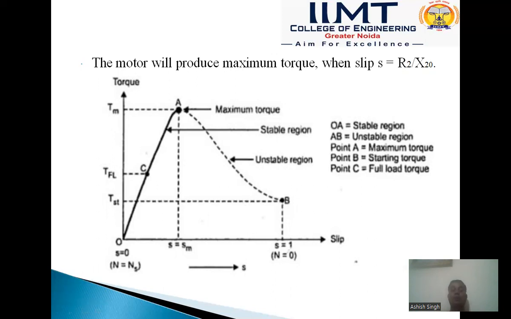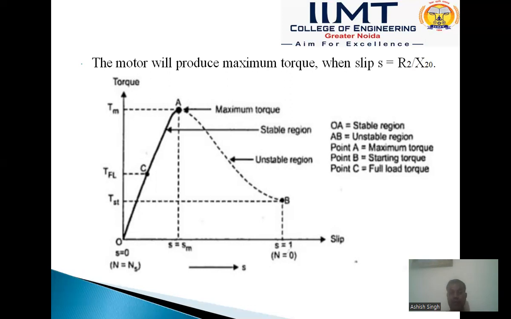When we draw torque slip characteristics, slip starts from 0 and ends at s equals 1. In this graph, we have certain points such as OA. OA is called the stable region, where the three-phase induction motor works stably. AB is called the unstable region. Point A is the maximum torque value, and the slip at which this torque is produced is known as Sm, the slip corresponding to maximum torque, and the value of Sm equals R₂ upon X₂₀.